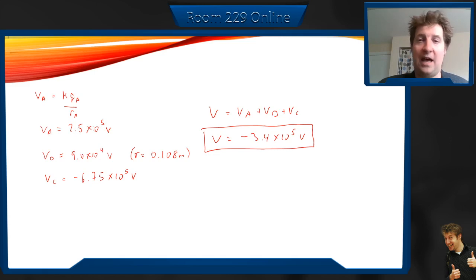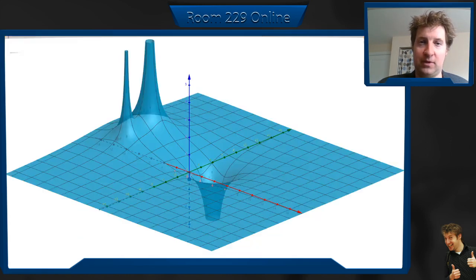But once we have our number, let's think about what that means. I have a negative number, so what does that mean? At the point D, my potential is negative. So a positive charge stuck at point D, what's it going to do? To figure that out, why don't we graph this?